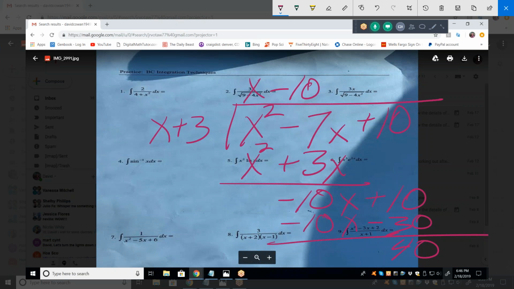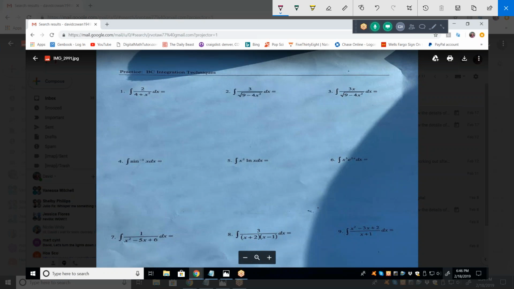Now, how do I write that as part of the quotient? You add 40 over x plus 3. There you go. All right, that's simple enough. The integral of that is what you're taking, which is the integral of the x, the integral of the minus 10, and the integral of that, all of which are easy to find. Right.